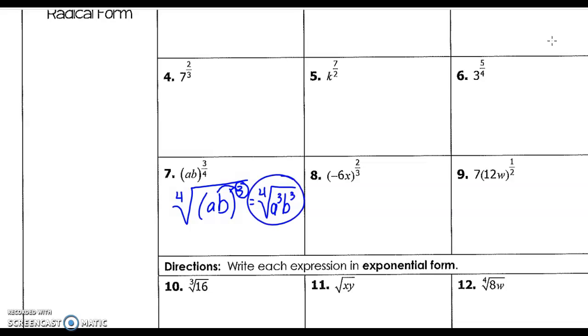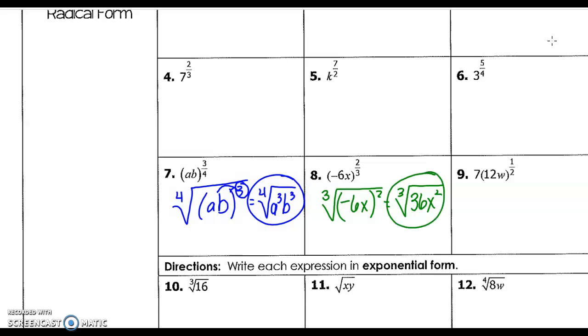Negative 6x to the power of 2/3. That'd be the cube root of negative 6x squared, right? So to simplify that, it's the cube root of negative 6x times negative 6x, which would be 36x squared. And let's see, are there going to be any triples in 36? There are not, so that is simplest form.